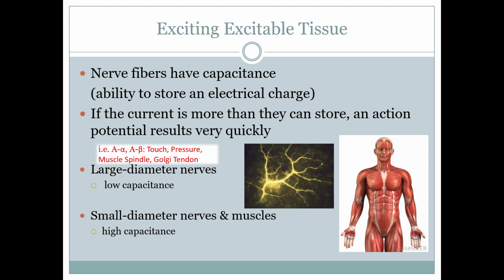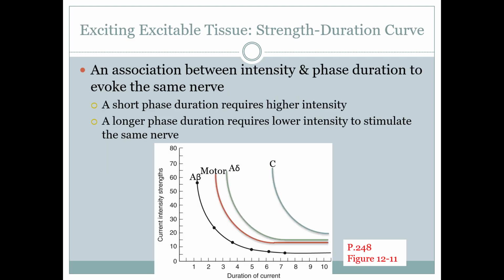Small diameter nerves and muscles have a high capacitance or ability to store an electrical charge. Examples of small diameter nerves are the A-delta and C fibers, which respond to pain signals. With the ability to excite excitable tissues, there is what is called a strength duration curve. There is an association between the intensity of the current and the phase duration of the current, which will evoke different nerve impulses. A short phase duration requires a higher intensity. A longer phase duration requires lower intensity to stimulate the same nerve.